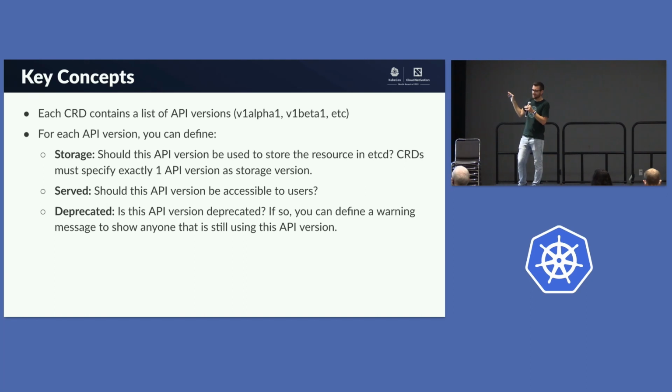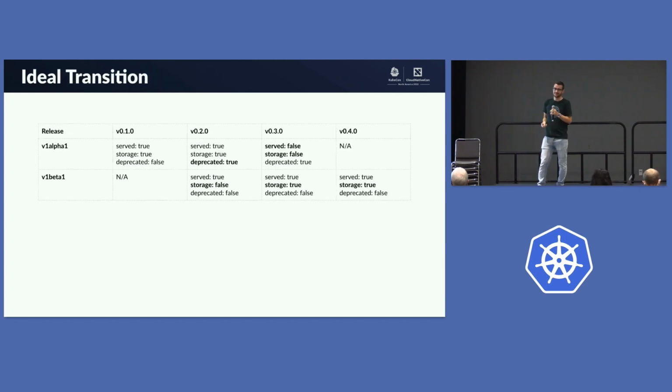So for each API version in a CRD, you can define, 1, the storage, so whether this API version should be used as storage or not. Only one API version can be set as storage version. Then 2, served: should this API version actually be usable to the users? And then 3, deprecated. Is this API version deprecated? Something like that I want to throw a warning on and warn the user that, hey, this is going to be removed in the future. So those 3 attributes require some very specific sequencing when you're going to go through this versioning process.